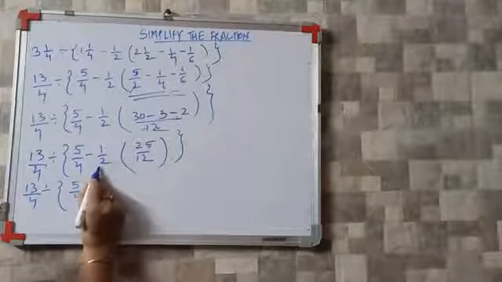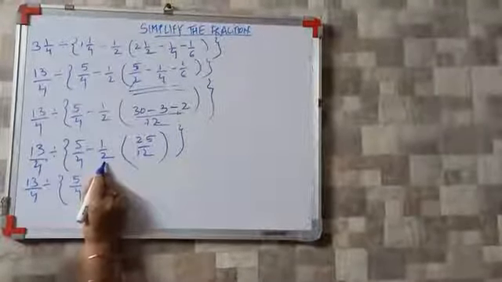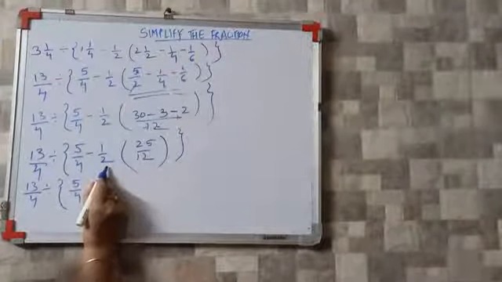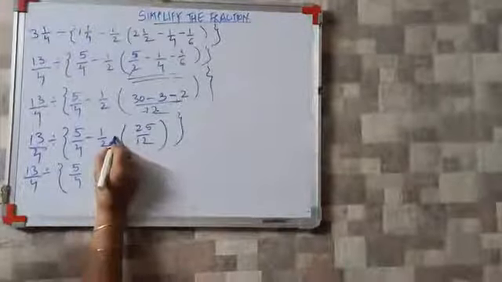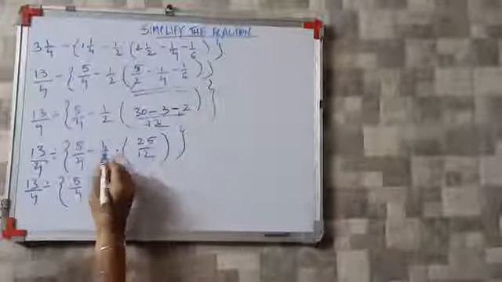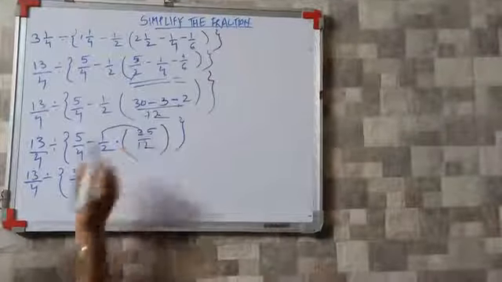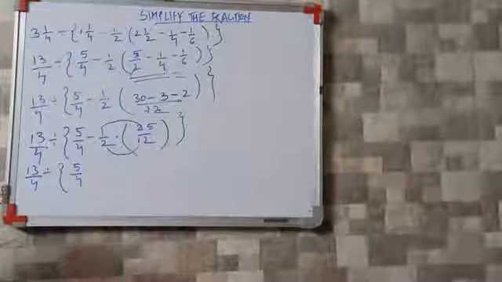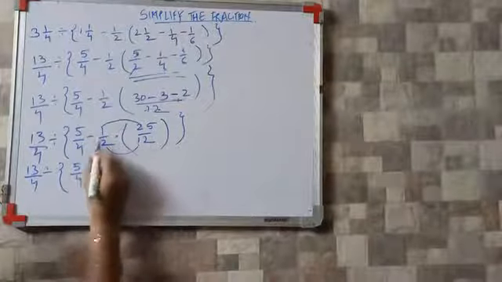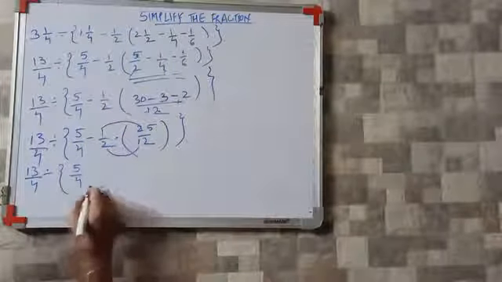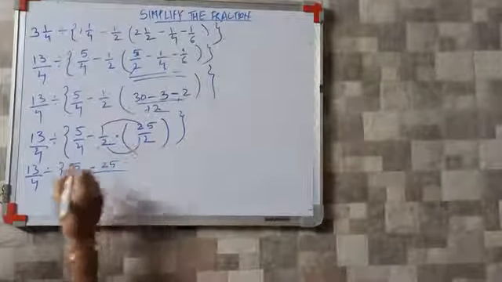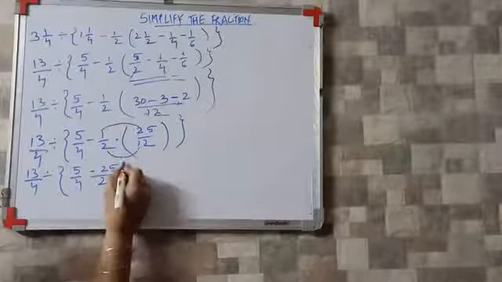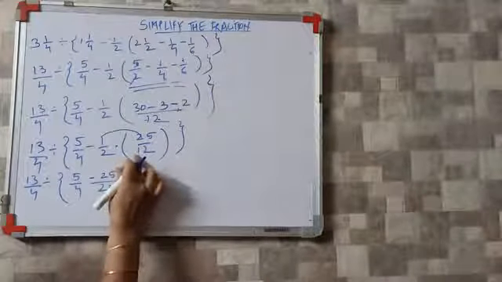See, before the bracket, minus 1 upon 2 is here. A number is there. So I told you whenever a number is before the bracket, that means there is no sign here, so the multiplication sign is here. So we will multiply it. You know numerator will be multiplied and denominator will be multiplied. So after multiplying, 25 into minus 1, minus 25, and 12 into 2, 24. Then curl bracket.